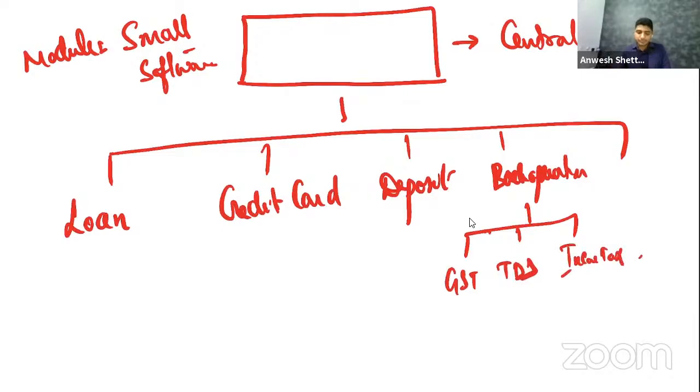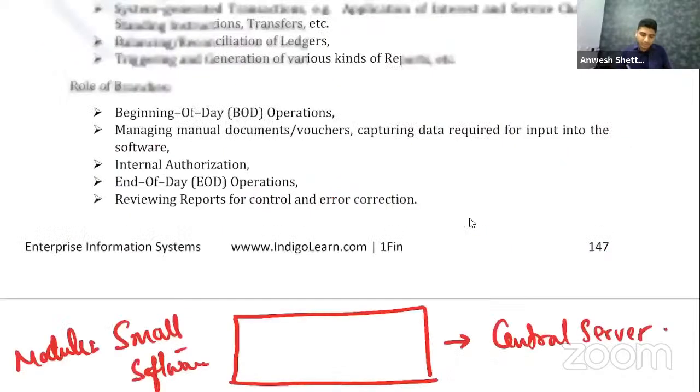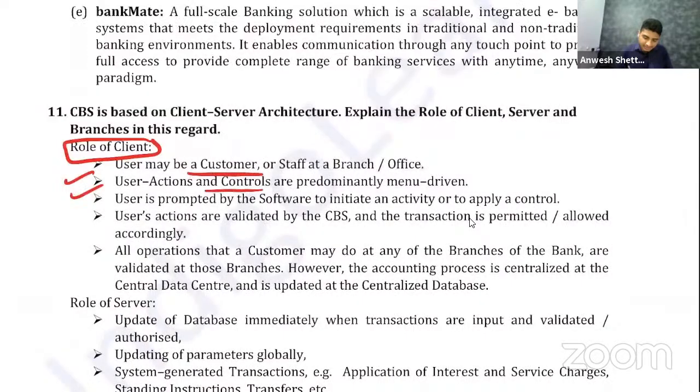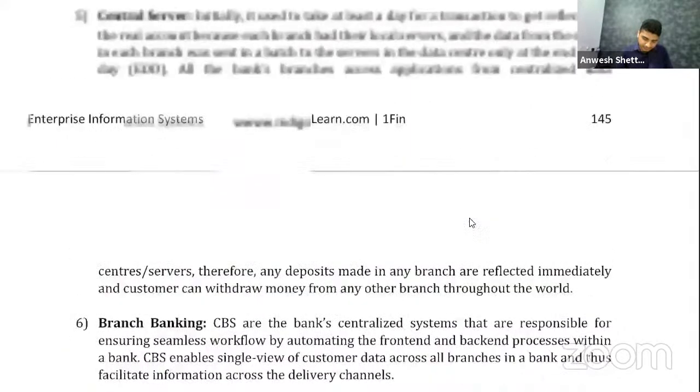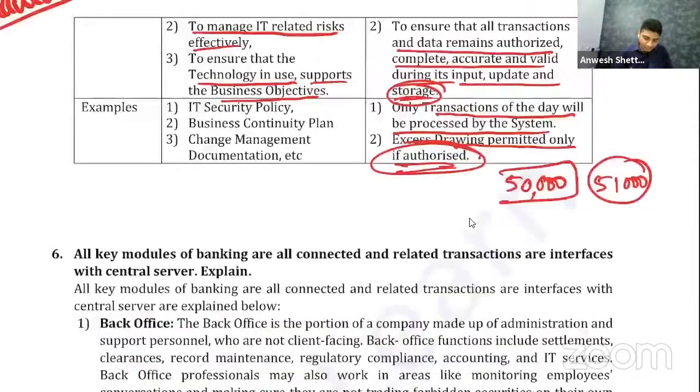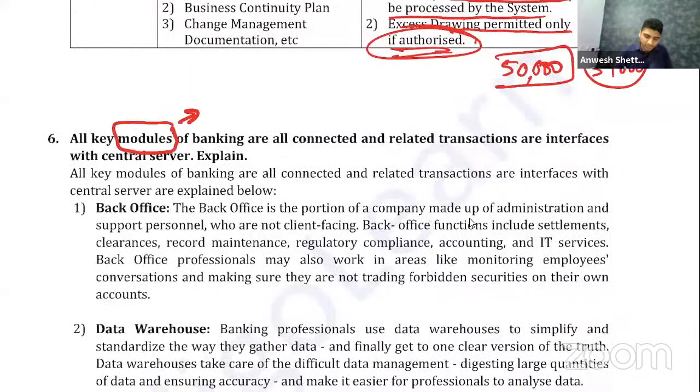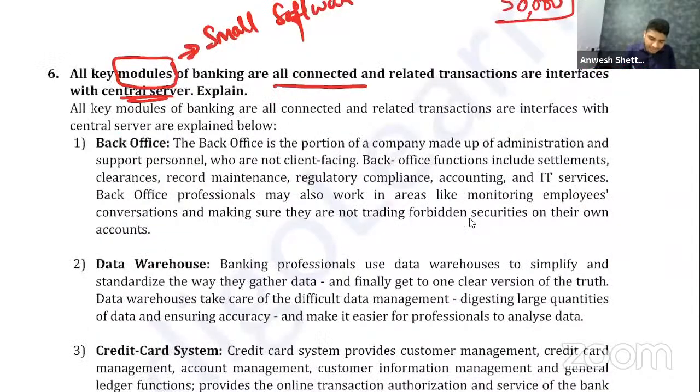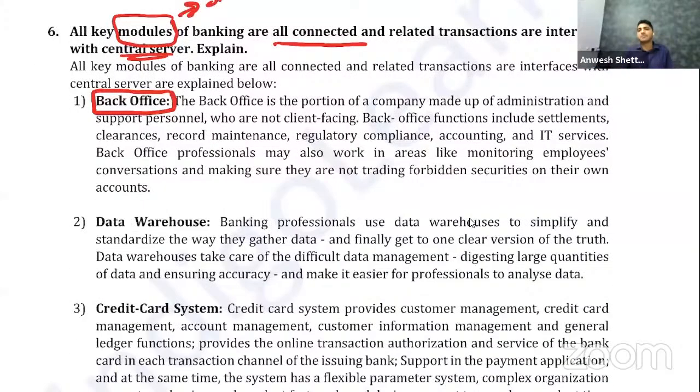Okay. So all key modules. Now, what do you mean by module? Module means small softwares that are all connected to the central server. Explain. So you are supposed to explain the different modules which are connected to the central server. So the first small software which is connected to the central server is called back office.